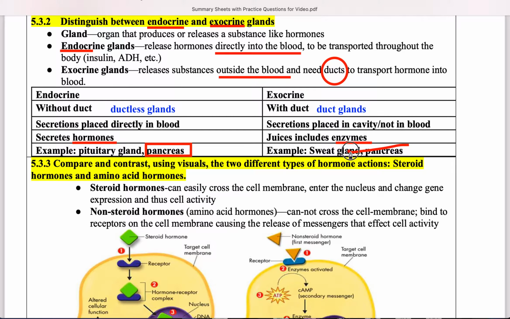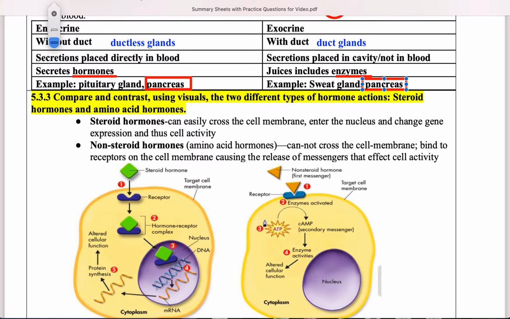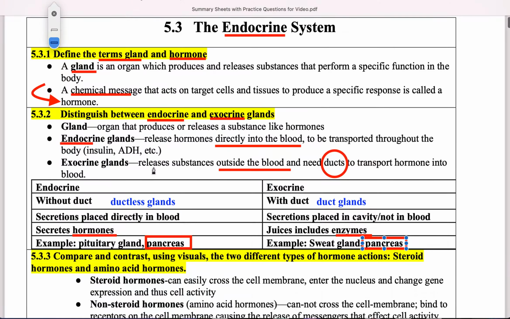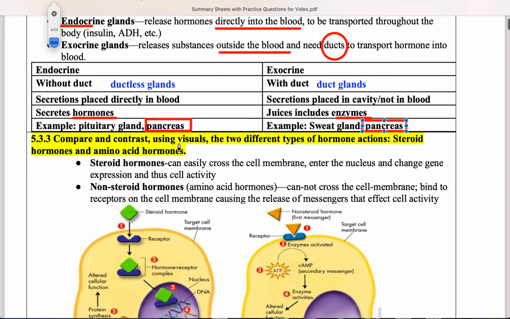Okay, let's go further. Yes, so now we have to compare the hormones. First of all, I will quickly recheck again. We did the difference between the gland and the hormone. Then we discussed what endocrine glands and exocrine glands are. And now we are going to discuss the two types of hormones.